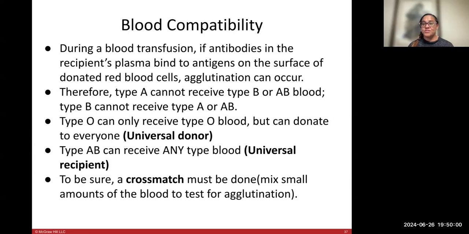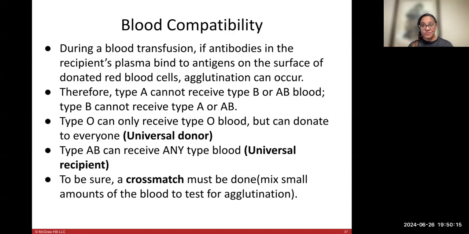So during a blood transfusion, if antibodies in the recipient's plasma bind to antigens on the surface of donated red blood cells, agglutination will occur. Therefore, type A cannot receive B or AB. Type B cannot receive type A or AB.